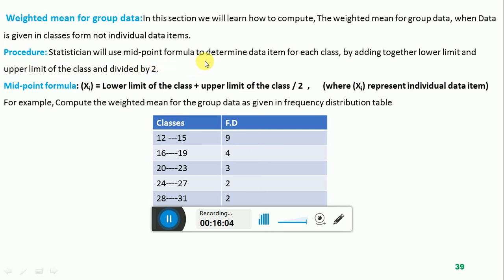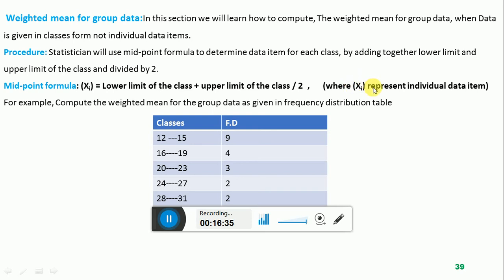It means the methodology is this: if the data is given in classes form, frequencies are given, classes are given, data items are not given. So in the very first step, the statistician has to develop, determine, define data items. How can he define them? Using this midpoint formula: Xi is equal to the lower limit of the class plus the upper limit of the class, and the whole divided by 2.